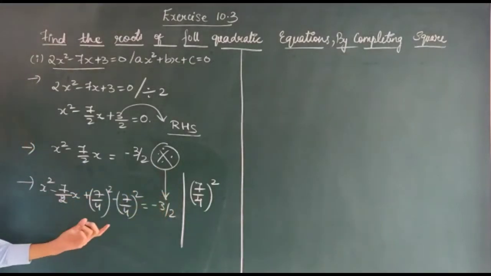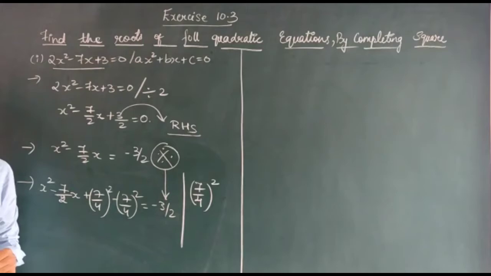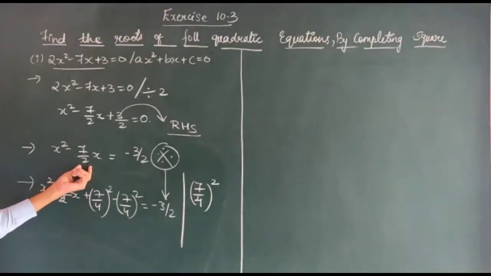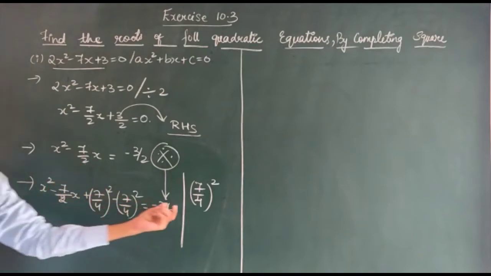This is a very important step in the quadratic equation by completing the square method. I repeat this. First observe the coefficient of x. Make a half of that.